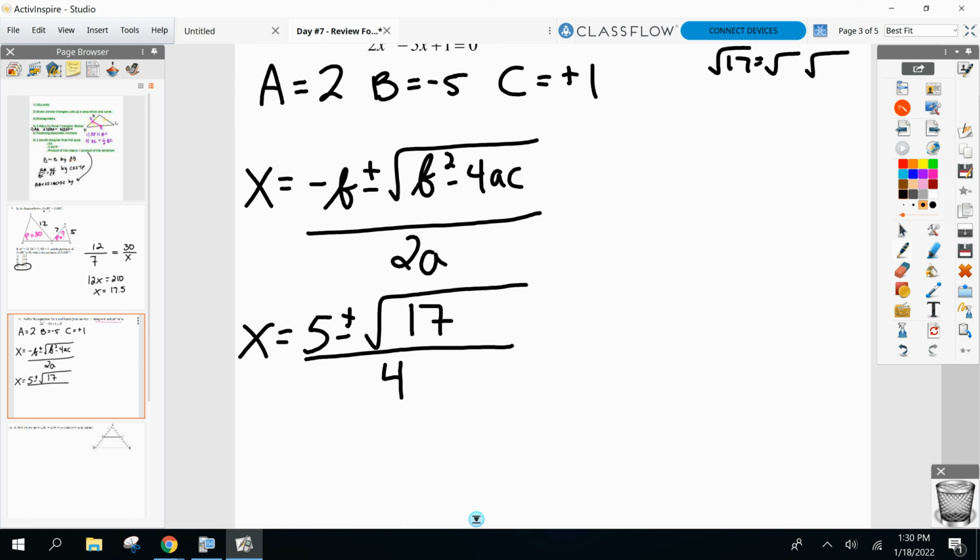I don't think so. There's no perfect square that goes in evenly. So if you cannot break down the radical, that's what we consider simplest form. If you can break it down, keep going. But if you can't, that's as simplified as we get right there.